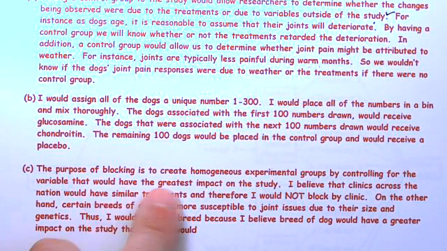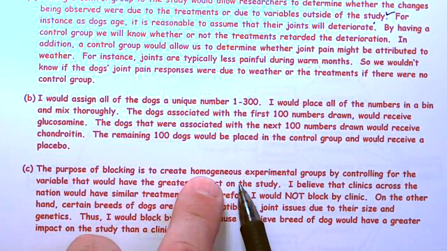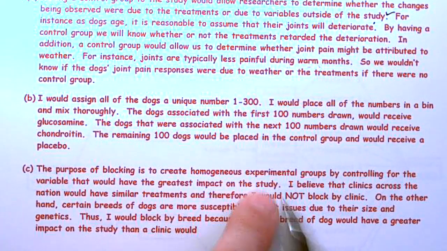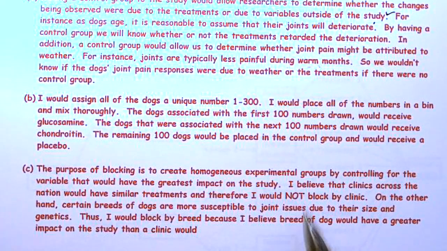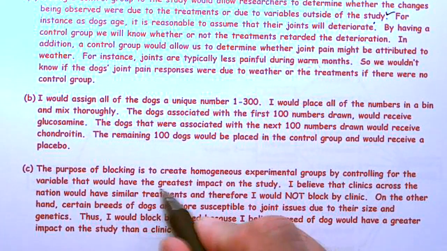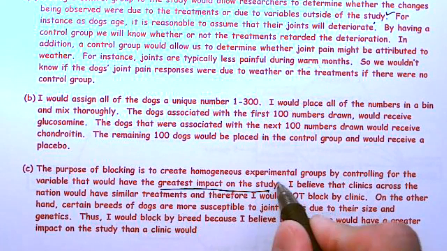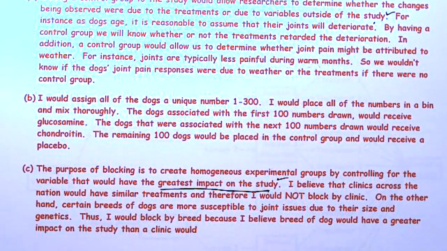The purpose of blocking is to create homogeneous experimental groups. In other words, they're the same, by controlling for the variable that would have the greatest impact on the study. Once again, this is kind of definitional. It lets the reader know that I'm smart or I know something about this, but it doesn't get me my point. It just sets me up to be very successful.